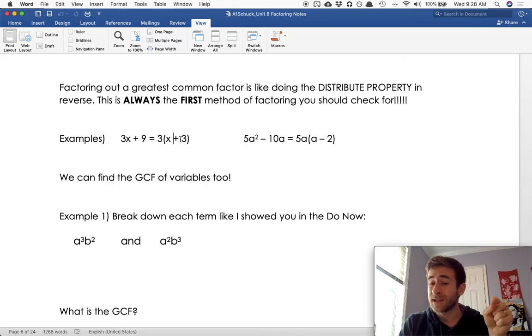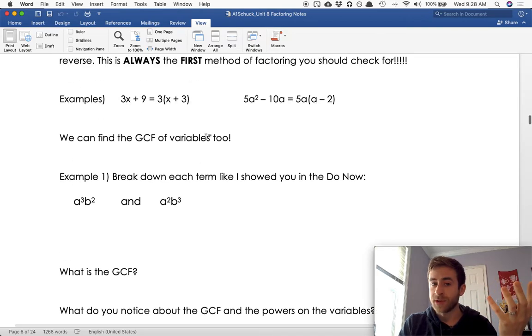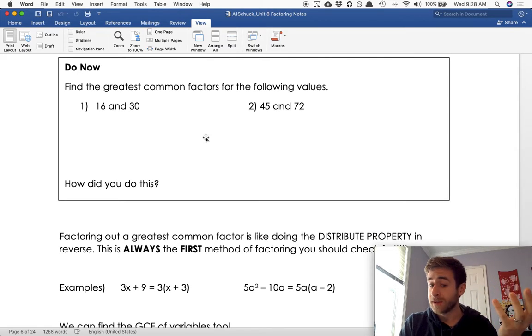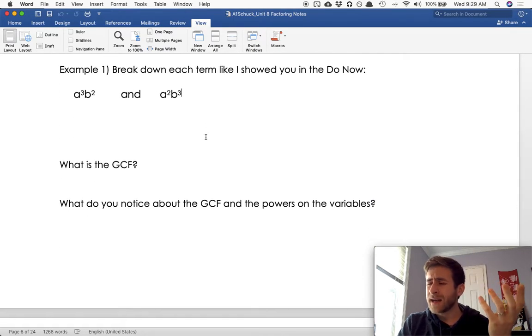But what we're trying to learn today is we know how to do distribution. We're going from the left side here to the right side there. Okay, so let's get to example number 1, where we're looking at how to find the GCF for variables. In the do now, we saw the GCF for numbers. GCF for variables is really not that crazy.